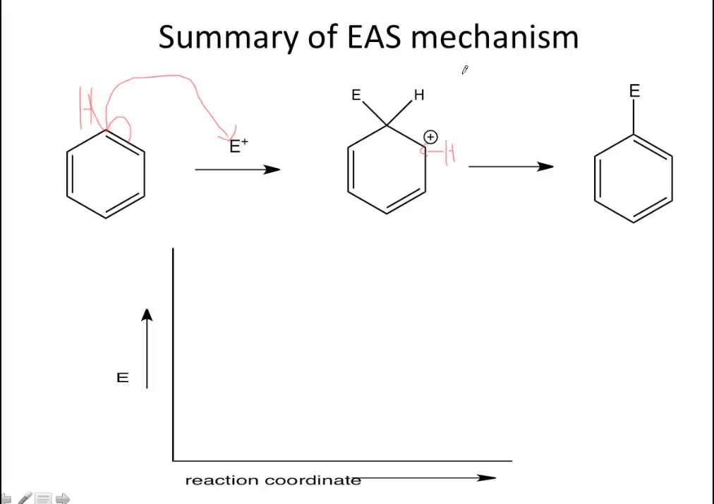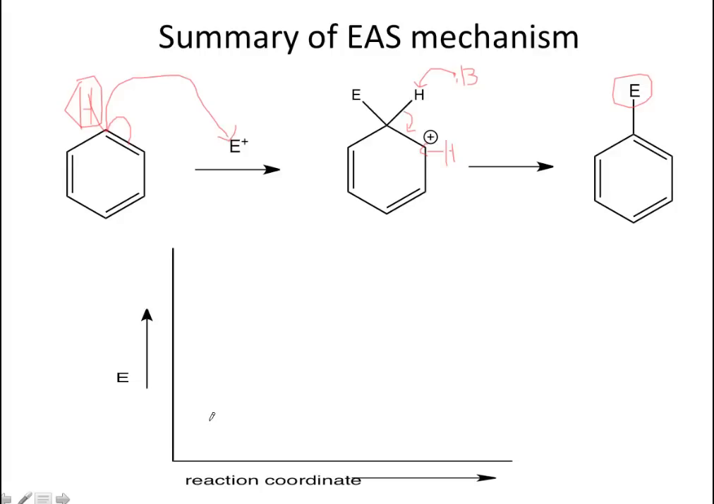In the second step of the mechanism, a base in the solution, normally a base that was associated with the original electrophile, reaches out, grabs the H+, which leaves behind a pair of electrons that reestablishes aromaticity. Overall, the original hydrogen atom has been replaced with an electrophile.